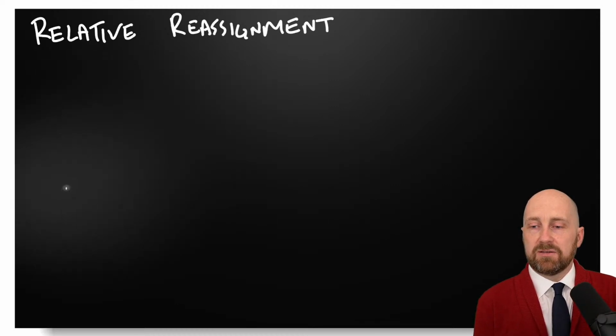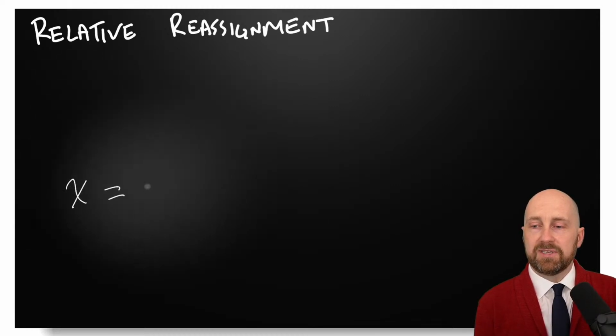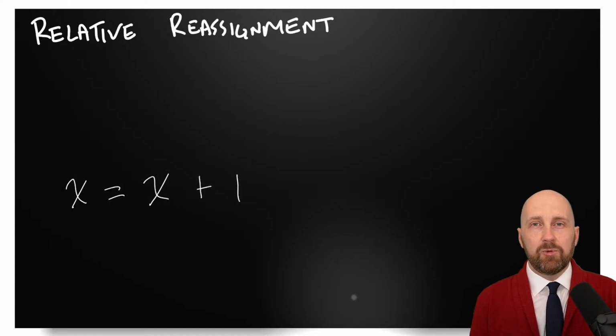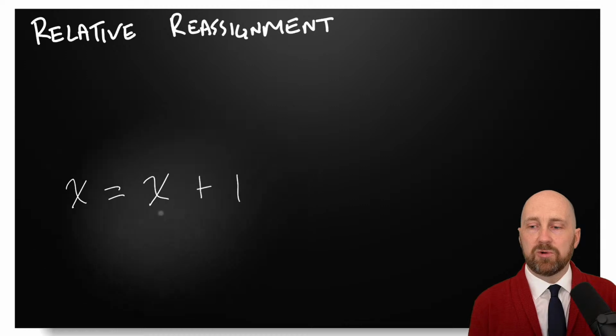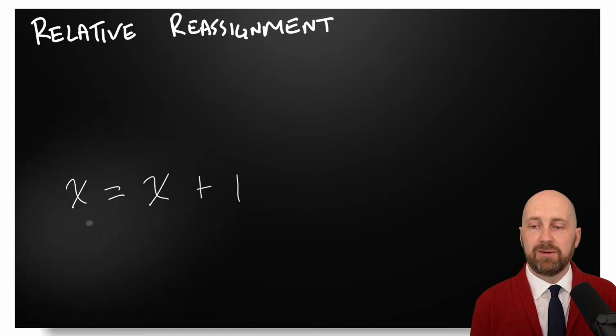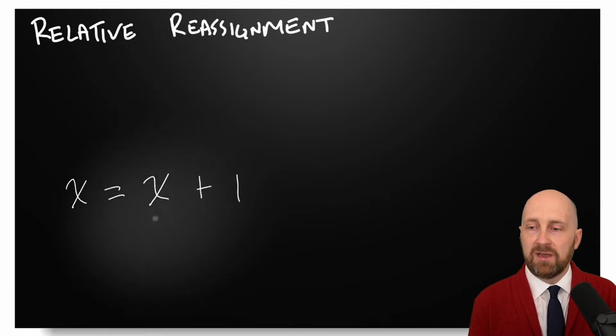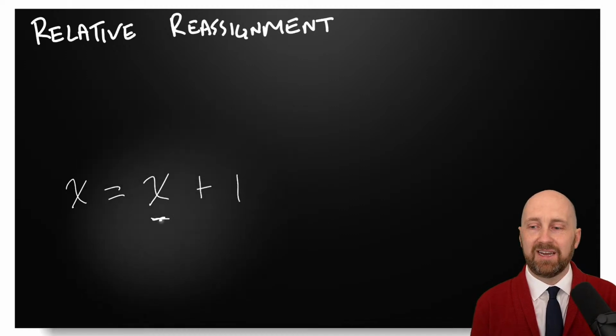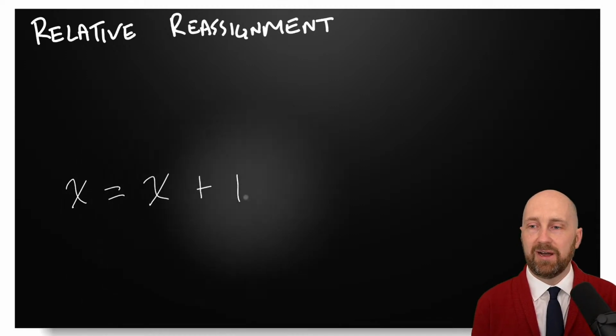So the idea is there's very frequently, you're going to have statements that look something like this, right? X is assigned X plus 1. And what we're doing in a statement like this is we're reassigning the X variable's value, assume it's an integer, to be whatever it currently is plus 1. So we're reassigning X relative to its current value.